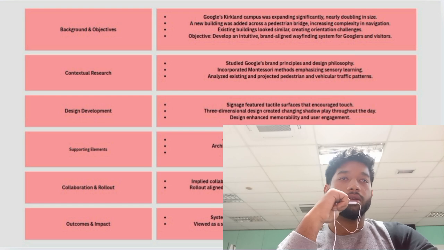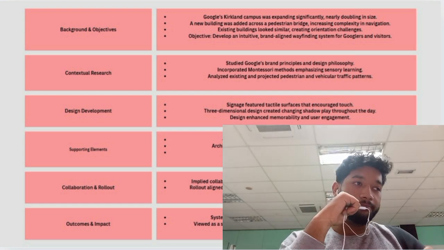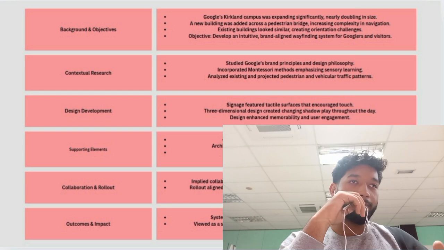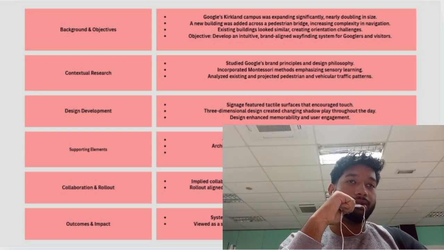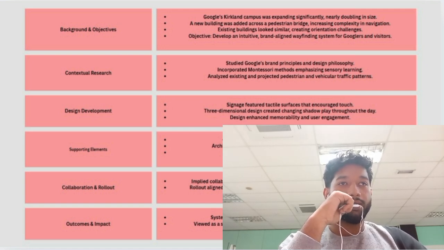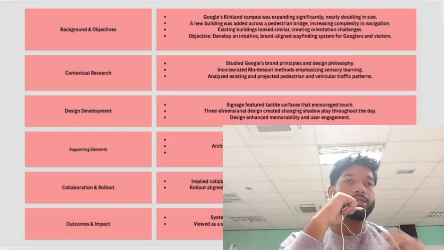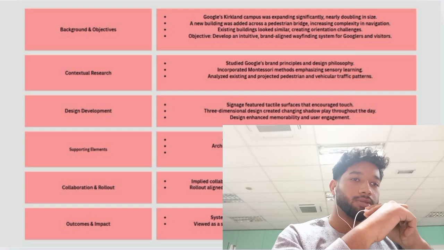Background objectives. Google in Keyland campus was expanding its campus, and buildings were almost similar looking. So they wanted to provide a proper navigation system over there, and hence the wayfinding system. Context of research. Google studies brands and philosophies, methodology and prices and analyzing.